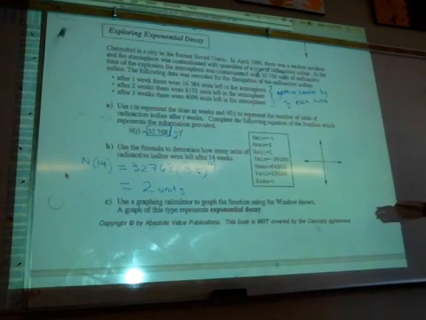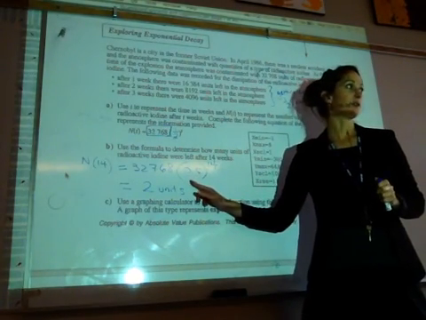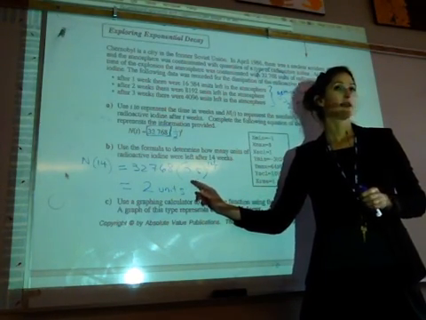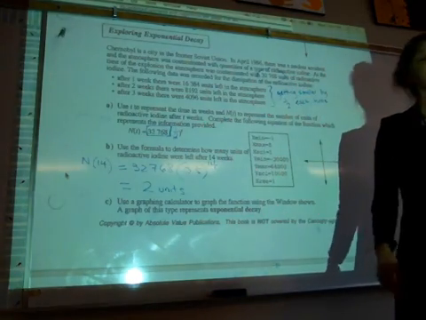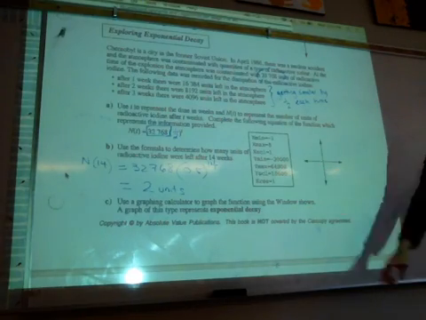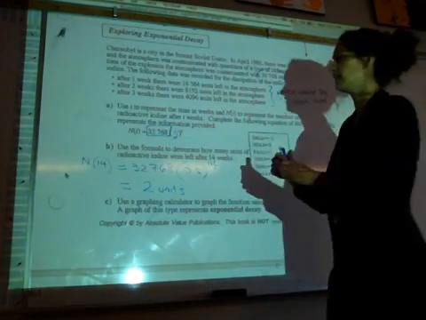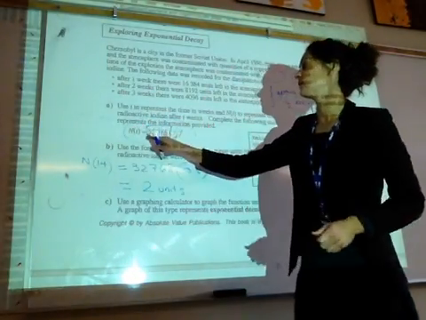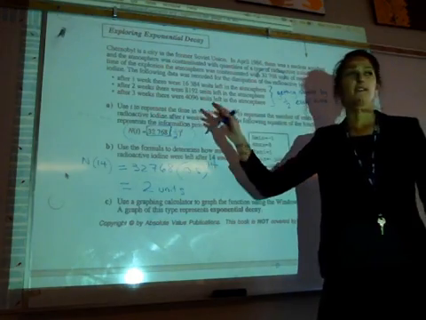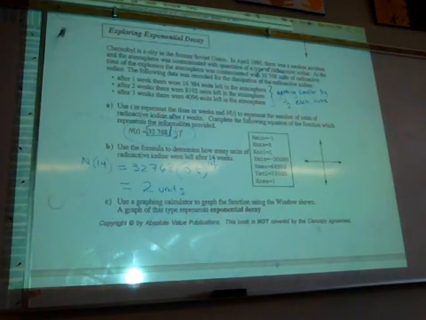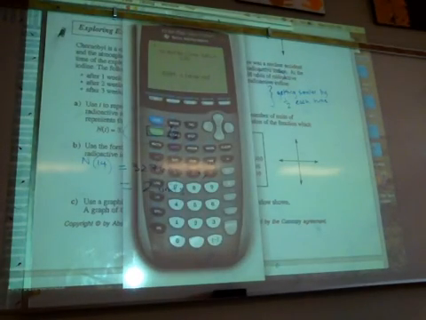But in this case, I just want to point out, if your B value, your B parameter, is between 0 and 1, you're going to have a decay. And what does a decay look like? Well, let's check it out. Okay, so we're going to put this equation, n of t, or y equals 32,768 times 0.5 to the power of x. Okay, let's put that in our calculator. I'll graph this one with you.